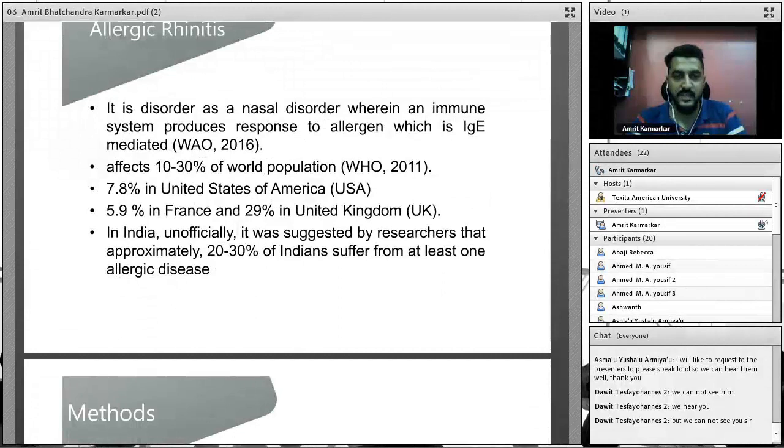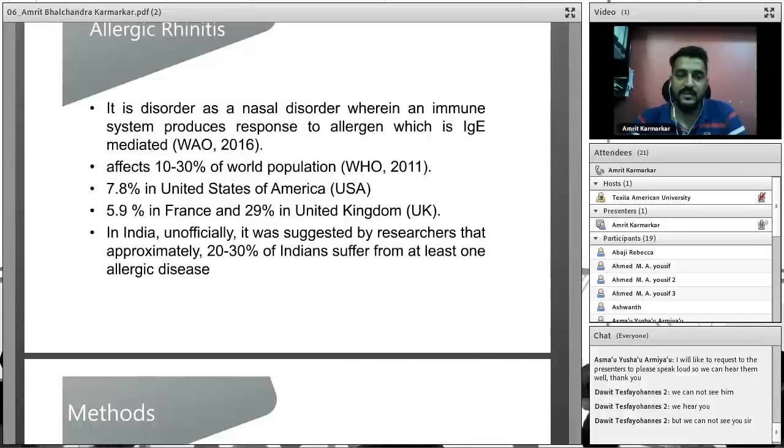It's a most neglected disorder wherein the immune system responds to an antigen, which is basically IgE mediated. According to the World Allergy Organization, it affects around 10 to 30% of the world's population, and it has a high prevalence, particularly 7.8% in the US, 5.9% in France, and 29% in the UK.